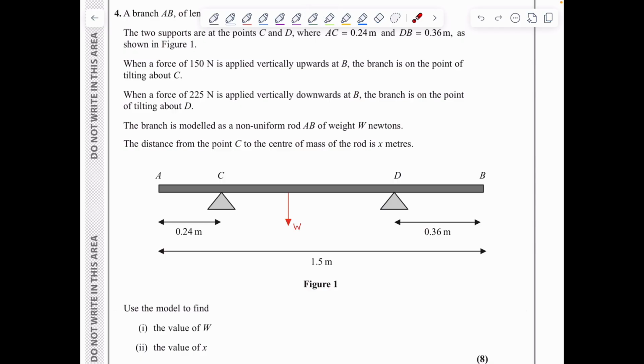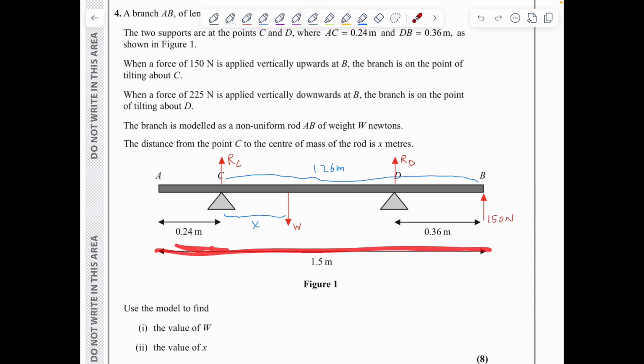We've got the weight of W, we've got the 150 newtons acting vertically upwards at B, we've got the reactions at C and D. I will also add the distances from C here. So the distance of the center of mass, capital W, from C is x, and the distance of the 150 newtons from C is 1.26, found by doing 1.5 minus the 0.24.